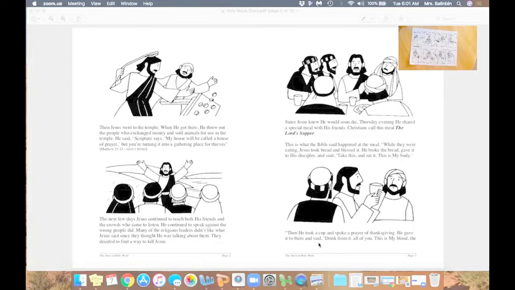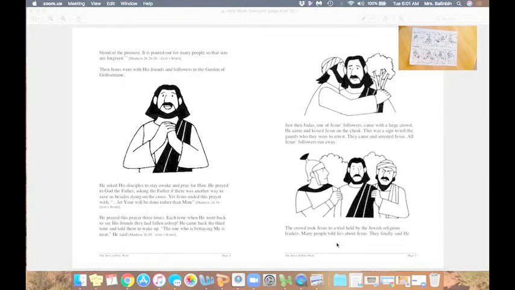Then he took a cup and spoke a prayer of thanksgiving. He gave it to them and said, "Drink from it, all of you. This is my blood, the blood of the promise. It is poured out for many people so that sins are forgiven."